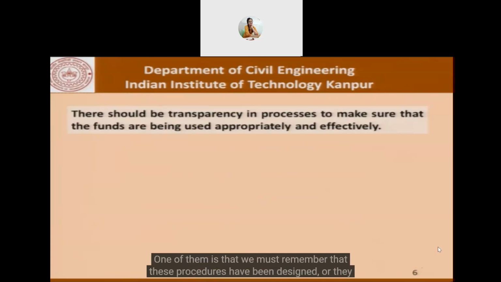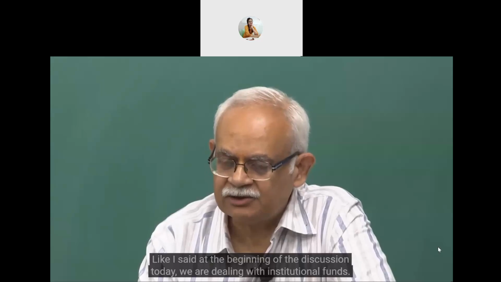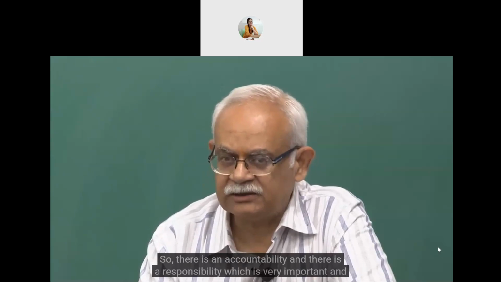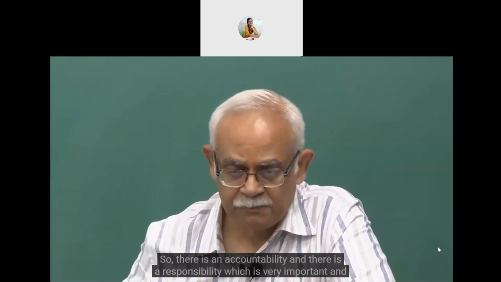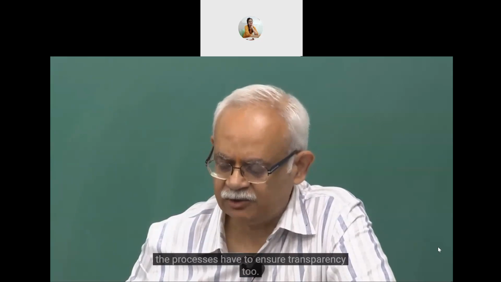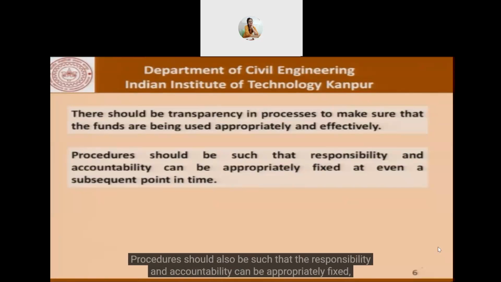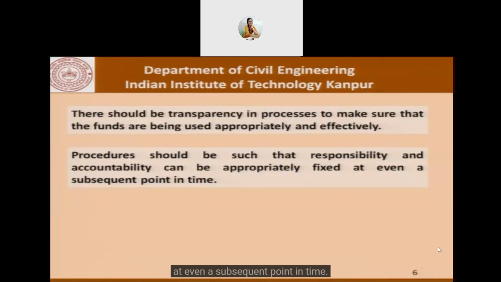One of them is that we must remember that these procedures have been designed, or are being discussed, because we need to have transparency in processes to make sure that the funds are being used appropriately and effectively. Like I said at the beginning of the discussion today, we are dealing with institutional funds. If it's a government project, we are dealing with public funds. So there is an accountability and a responsibility which is very important. And the processes have to ensure transparency. The procedures should also be such that the responsibility and accountability can be appropriately fixed even at a subsequent point in time.